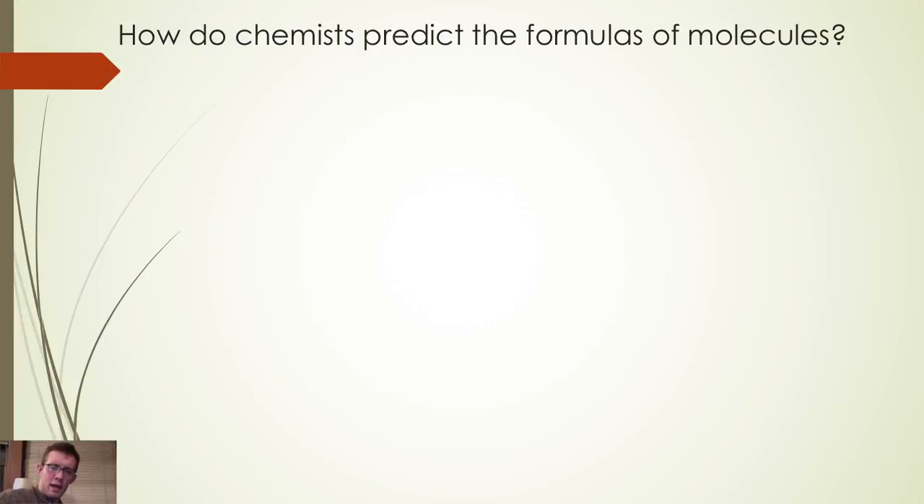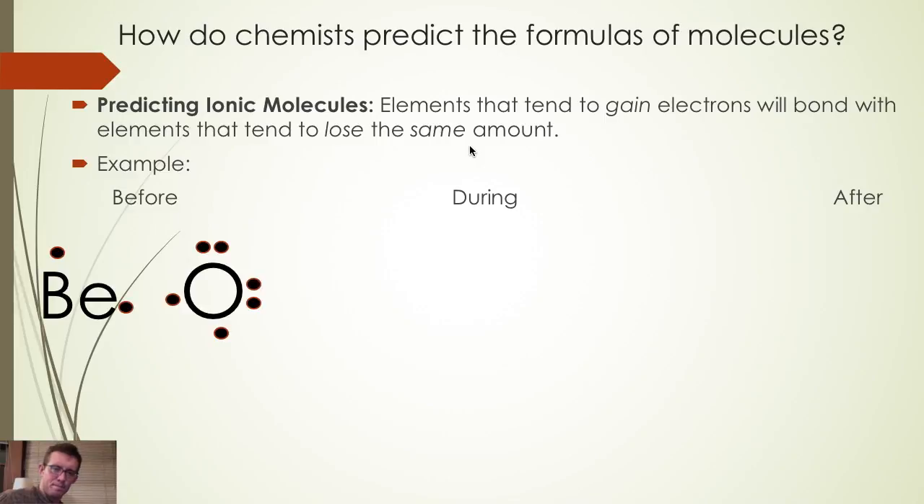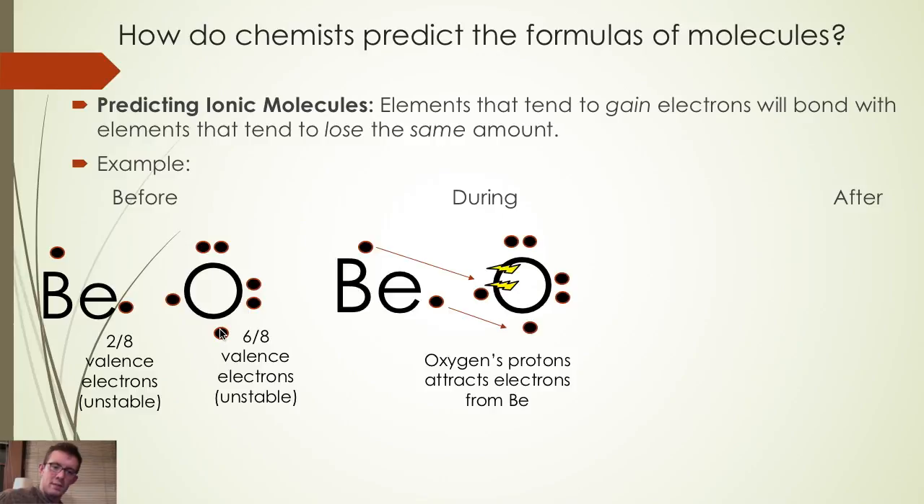Hi, Chem Team. You learned today that chemists can predict which atoms tend to bond with each other because elements that tend to gain electrons will bond with opposite elements that tend to lose the exact same number of electrons. So, for example, beryllium and oxygen would bond together because beryllium has 2 valence electrons and oxygen has 6 valence electrons. So oxygen needs 2 electrons to become stable, and beryllium would need to lose 2 electrons to become stable.